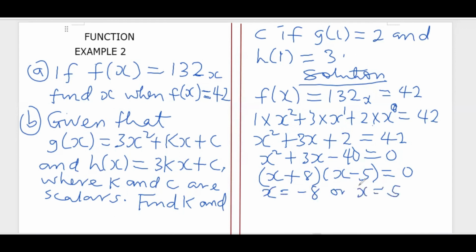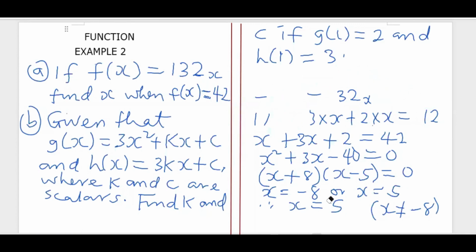But because the base of a number can never be negative, neither can it be a fraction, you must make your conclusion there. Therefore, x equals 5, or you open another bracket as x cannot be negative 8. So this conclusion is necessary. We'll quickly move on to B part.